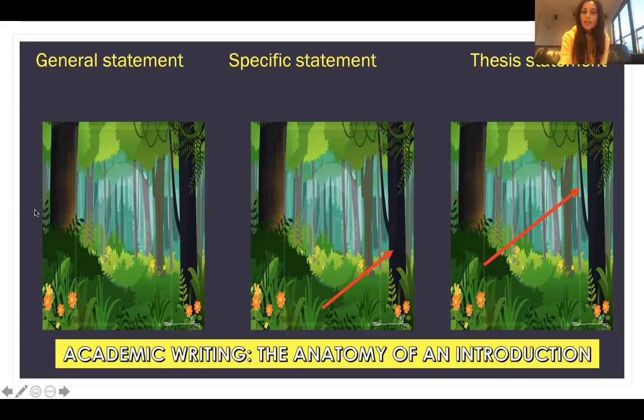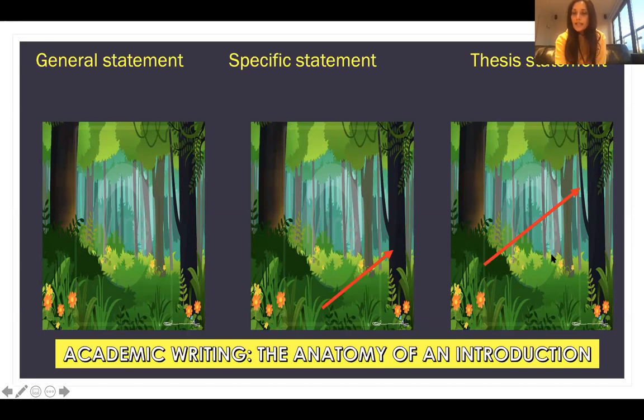So when you write your general statement, what you're saying is, this is the area, this is the general area of exploration that I'm in. Then a specific statement takes that general area and it says, within that general area, we are looking at this particular example. And here you can see this particular tree. It's slightly darker in colour than the other ones.